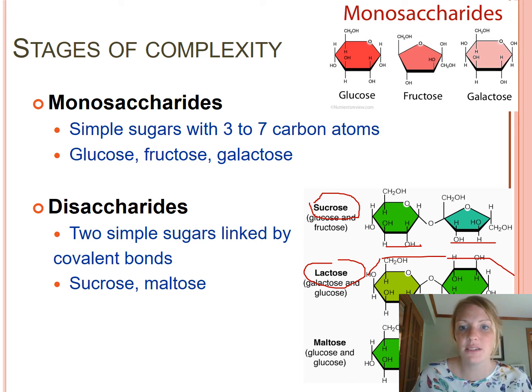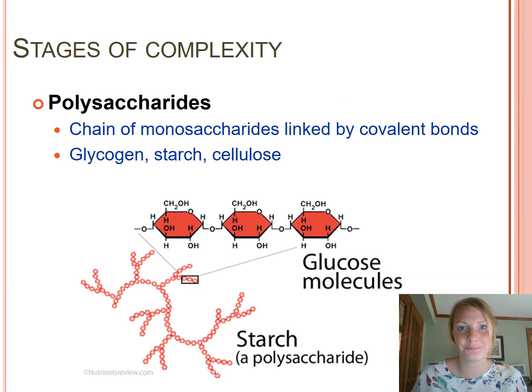And they are joined by condensation, or dehydration synthesis, where we remove a water and then use this oxygen to covalently bind these molecules together. After a monosaccharide and a disaccharide, we have more complex sugars. We call these polysaccharides.